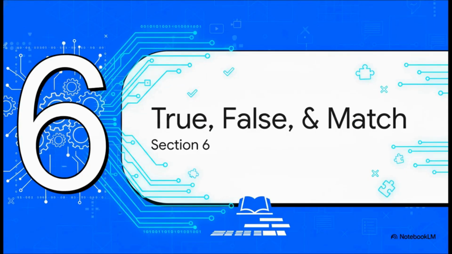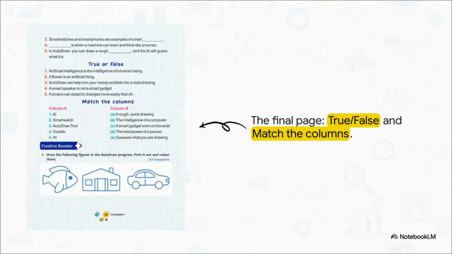And finally, we've reached section 6, true, false, and matching. This is the last page of our test, folks. Just some true or false statements and a classic match the columns exercise. Let's knock these out and get that perfect score.